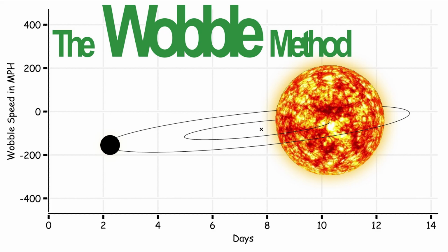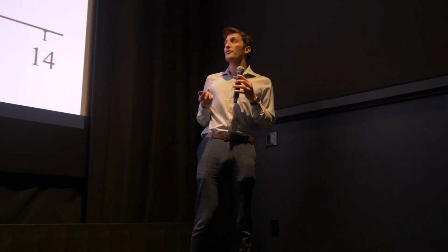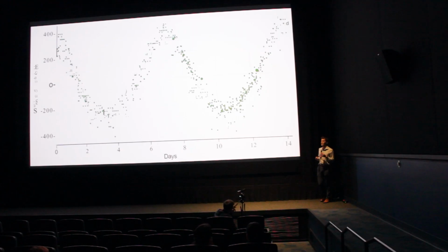So you can imagine that as a planet orbits around the star, it's not totally correct to just say that the planet is orbiting the star. Rather, the star and the planet are orbiting a common center of mass due to the conservation of momentum.